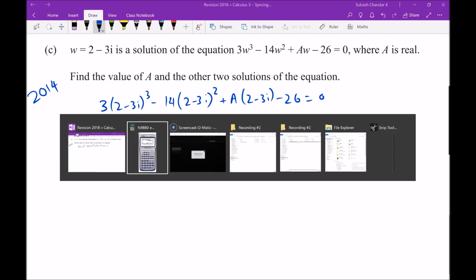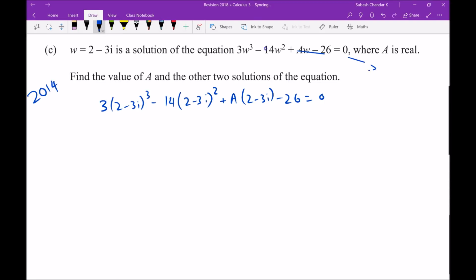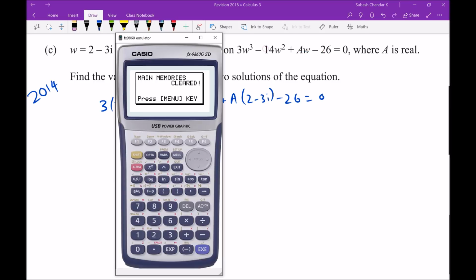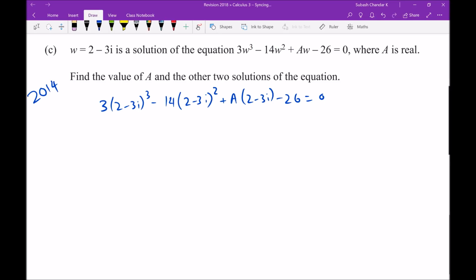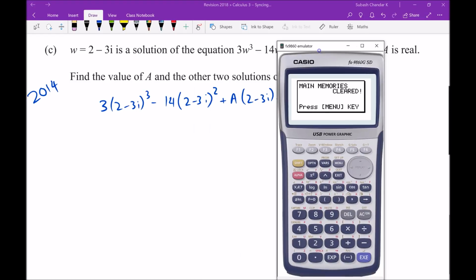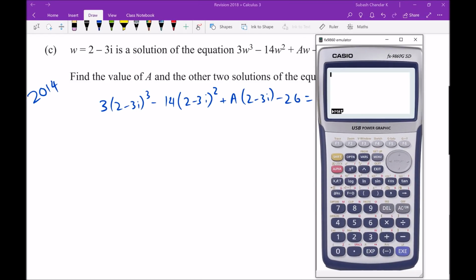So as usual, guys, not going to bother actually expanding all the brackets out. There we go. So what I got, 2 minus 3i. I'm going to put that as my answer, and then I've got 3 times answer to the power of 3, that's minus 14 times answer squared minus 26. So when I do that, that's what I'm getting. I hope that's correct.